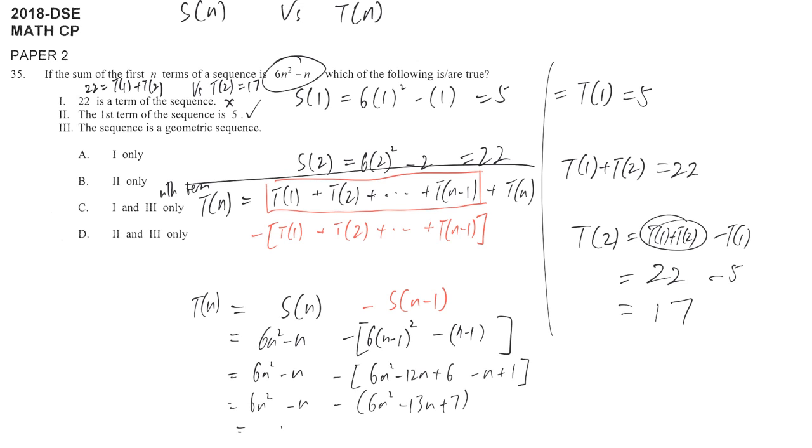So we get 12n minus 7. If we look at this expression, whenever n increases by 1, we will get an extra 12. So this is an AS, an arithmetic sequence with common difference 12. It's not a GS, it's an AS instead. So that's why this is wrong. And only statement 2 is our correct answer.